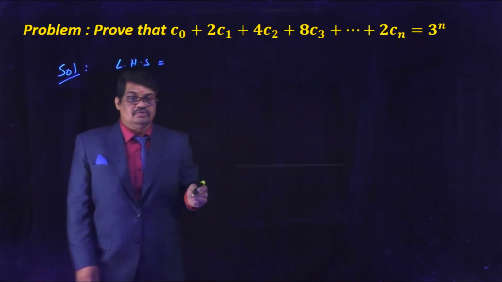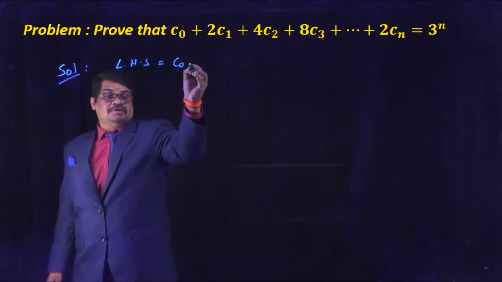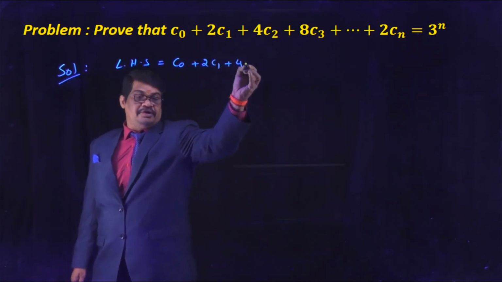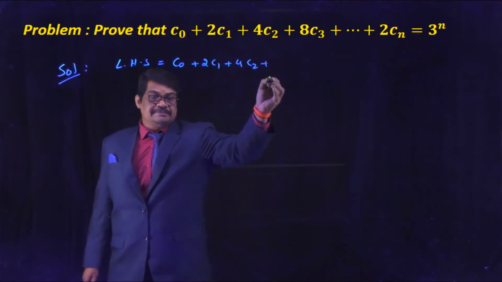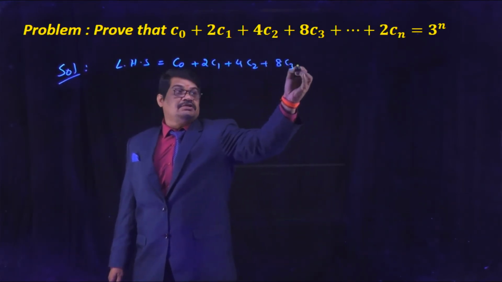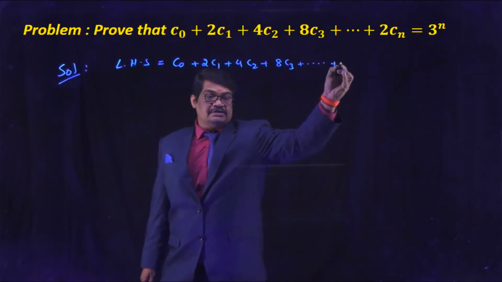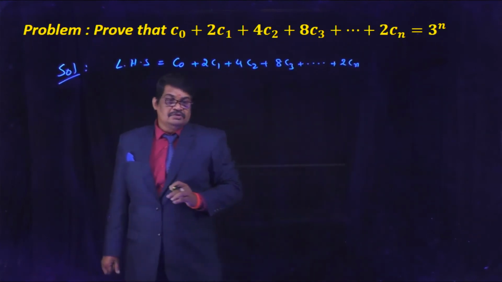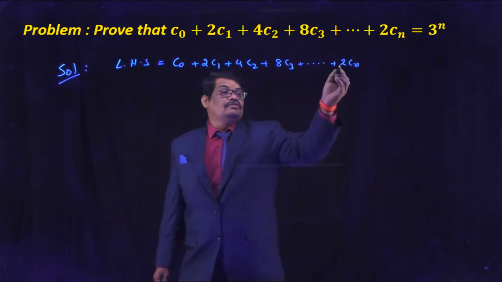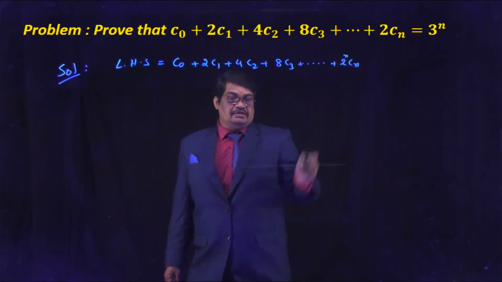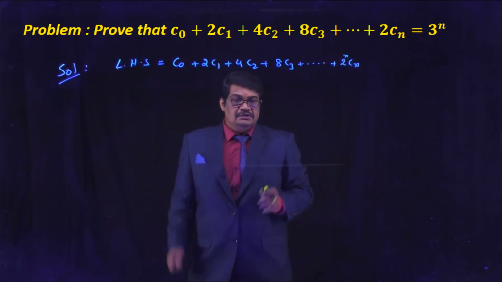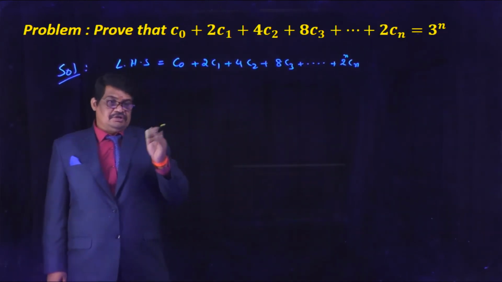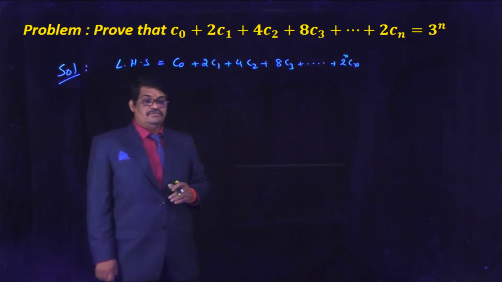LHS is equal to c naught plus 2 into c1 plus 4 into c2 plus 8 into c3 and so on, plus 2 to the power of n into cn. That is our given LHS. Now we have to prove that this LHS value is 3 to the power of n.